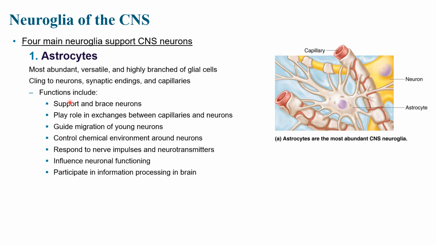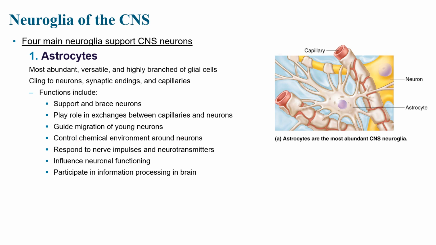Okay, support. They support. Neurons are so delicate. They're floppy. They break easily because of these super long axons. There's a lot of torque on those axons, okay? They are super important in the blood-brain barrier. They play a role in exchanges between capillaries and neurons. They will help guide development and, in some cases, learning. All right. Okay. They control the chemical environment around the neurons.